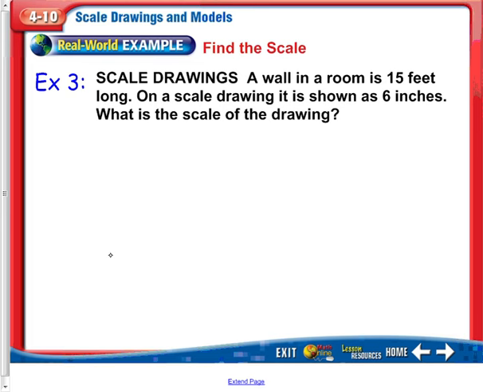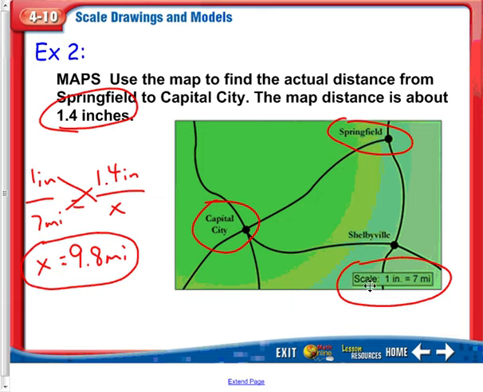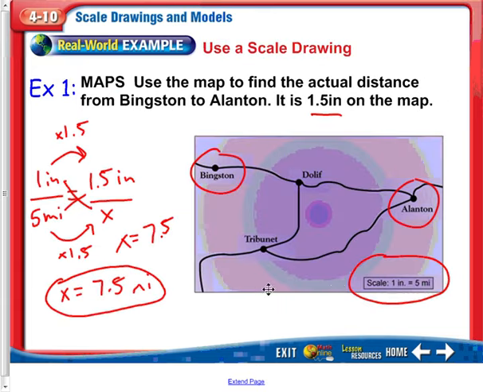So for example 3, a scale drawing, a wall in a room is 15 feet long. On a scale drawing, it is shown as 6 inches. So what is the scale of the drawing? Well, look back here. We saw that the scale is 1 inch equals something. And here is 1 inch equals something. So for scales, we don't want like 3 inches equals X amount of miles. I want to know what 1 inch equals.